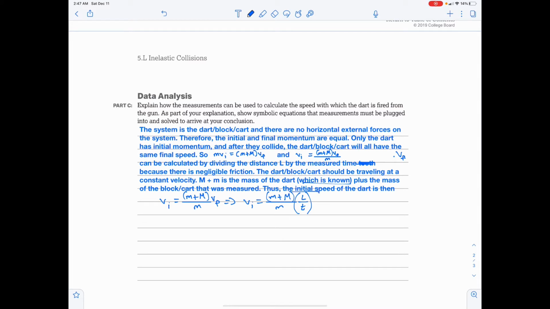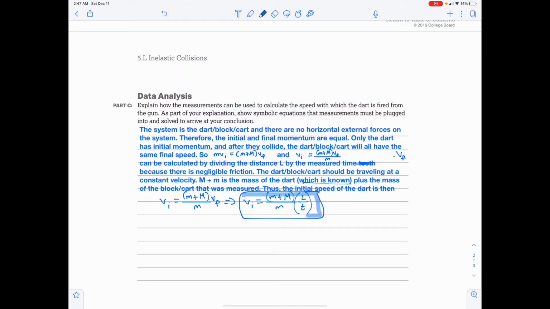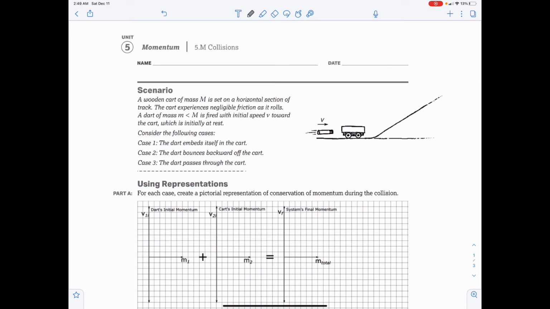And this equation right here would help figure out the velocity of the dart before it collides.